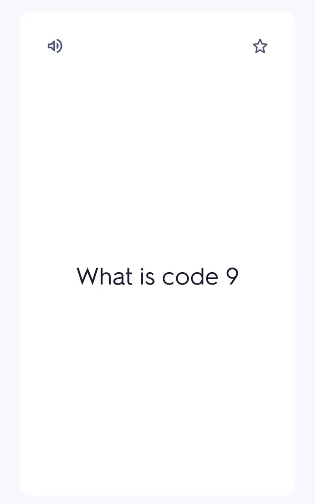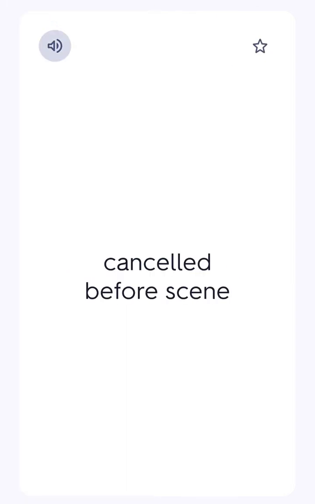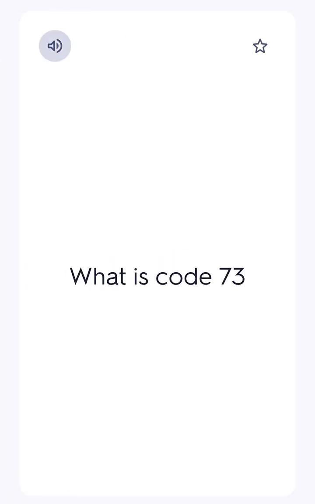What is code 9? Out of service. What is code 72? Refusal of service. What is code 76? Cancelled before scene. What is code 73? Part expired. What is code 74? Part in police custody.